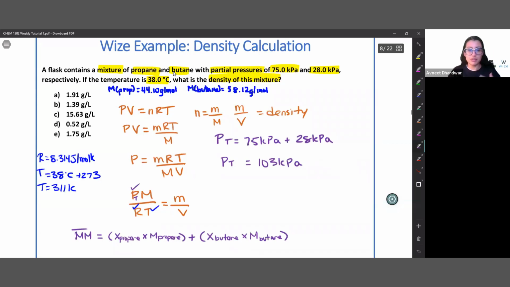So before I plug in values, let's see if we actually have everything we need to solve for the molar mass of this mixture. The molar mass of propane is given in the question, so that's good. We have that. The molar mass of butane is also given, so we have that as well. But now X, the mole fraction of propane. How do I solve for that? One second, there's a question.